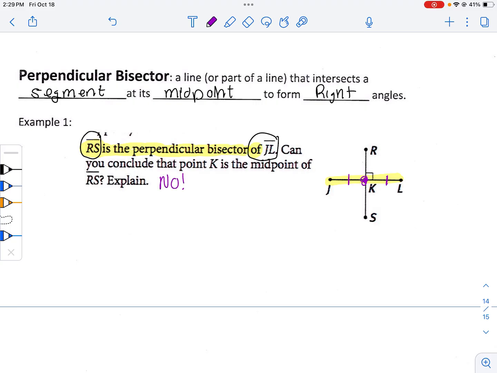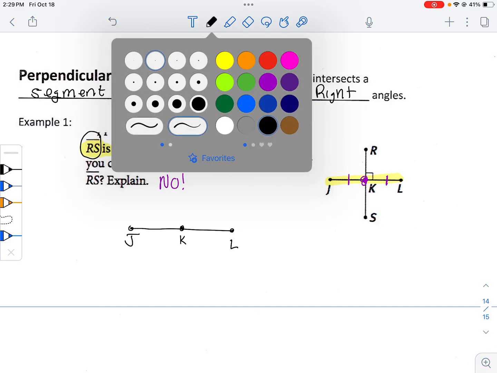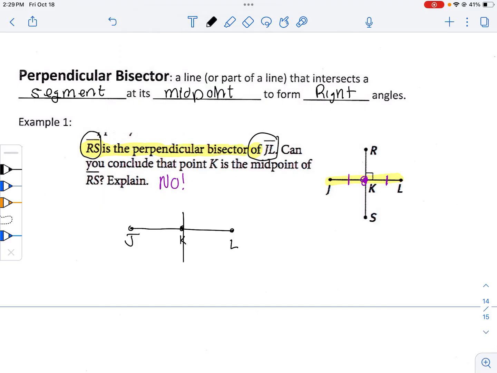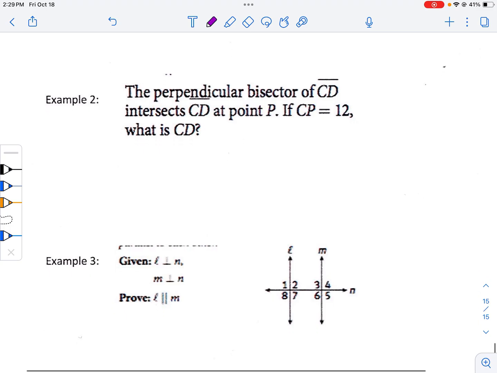However, we cannot conclude that K is the midpoint of RS. It doesn't say that RS was bisected. It said RS did the bisecting. So I could have easily drawn the picture like this. I could have drawn segment JL, marked the midpoint as K, and then I could have drawn segment RS like this, where we can clearly see that K is still the midpoint of JL. JL was still bisected. However, RS was definitely not bisected. So be careful on the wording of things.